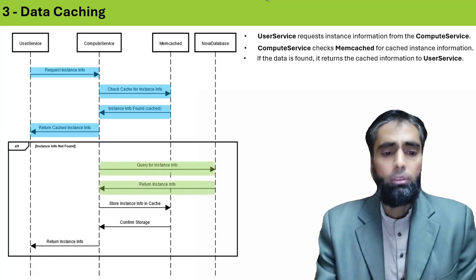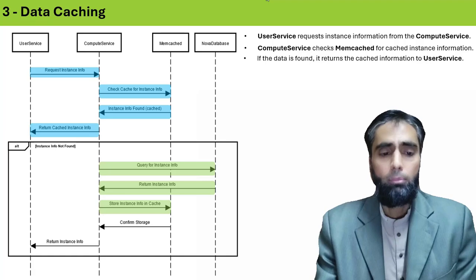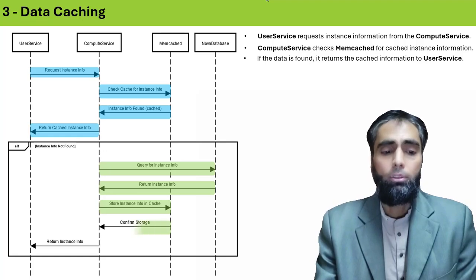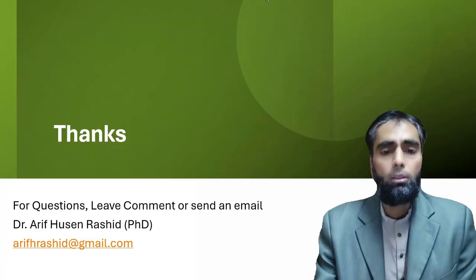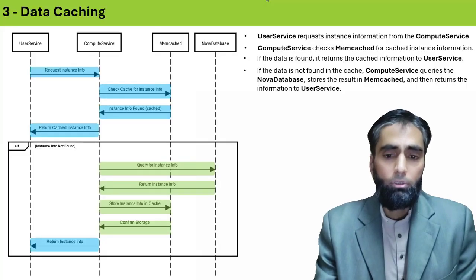Once this information is stored, the Memcached confirms that the instance information has been saved into its memory. Then the compute node sends back the instance information to the user service which has made the particular request. So these are basically the processes that are generally followed.